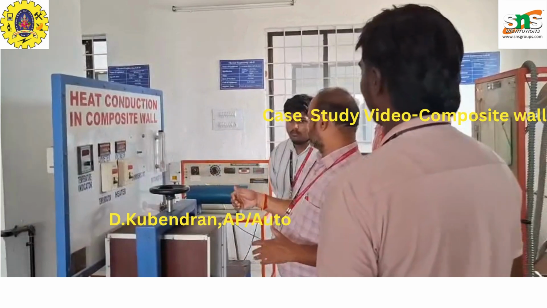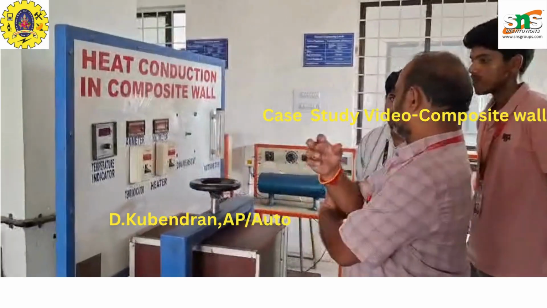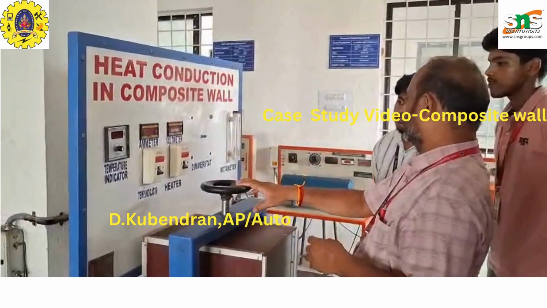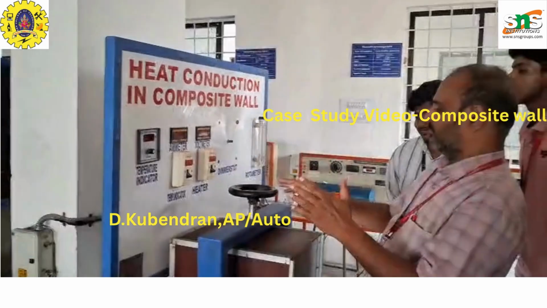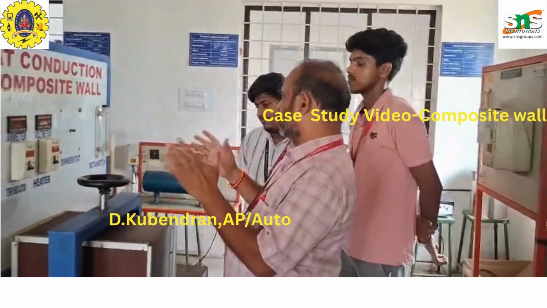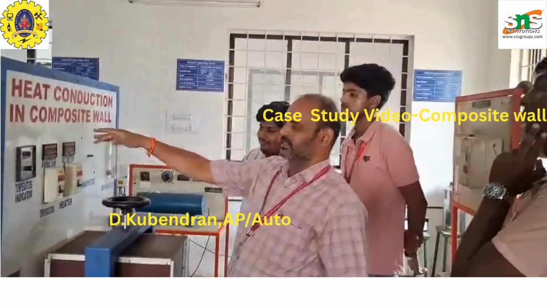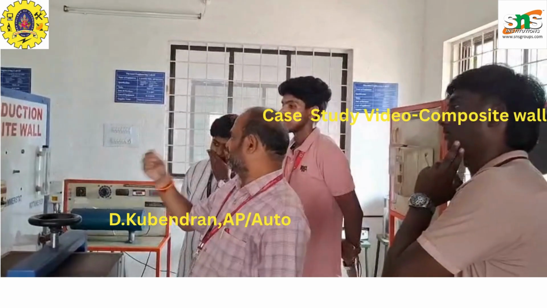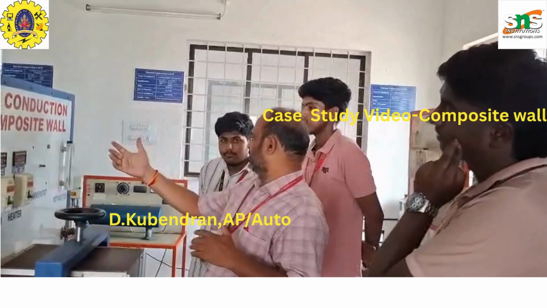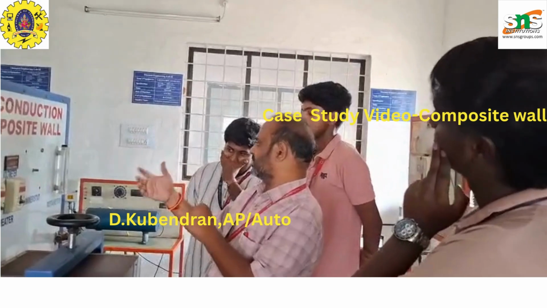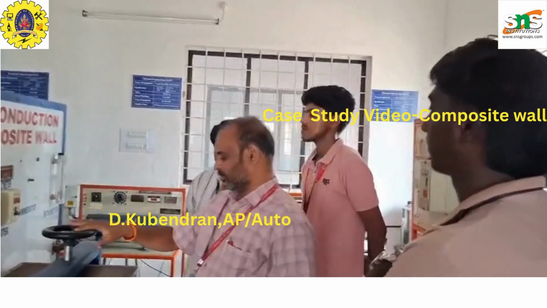You may ask why composite wall is used. In industry, if a particular equipment must store or withstand high temperature, we can use composite wall. Composite indicates lightweight but more strength. Instead of using steel, if you use composite, the capacity is more and the weight is also reduced. That is the main use of the composite wall.